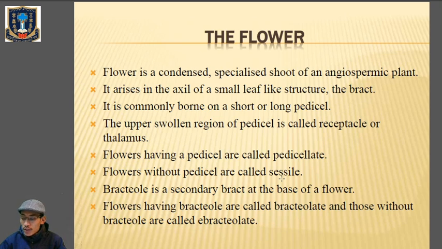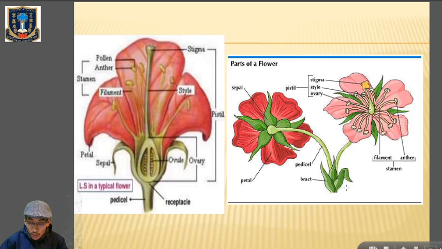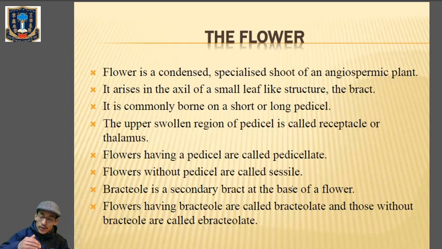Now which part is the bract in a flower? If you look at the structure of a flower, you will find the leaf-like structure. This structure is called the bract. So flowers arise from the axil of a small leaf-like structure which is called the bract. Clear? Next point.